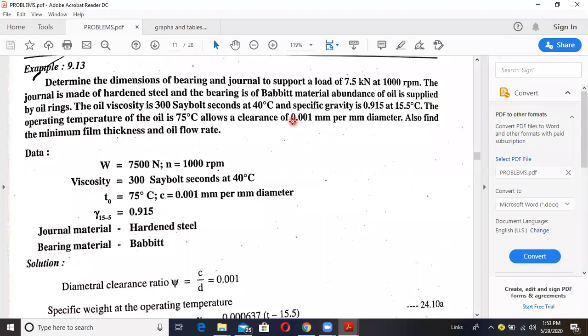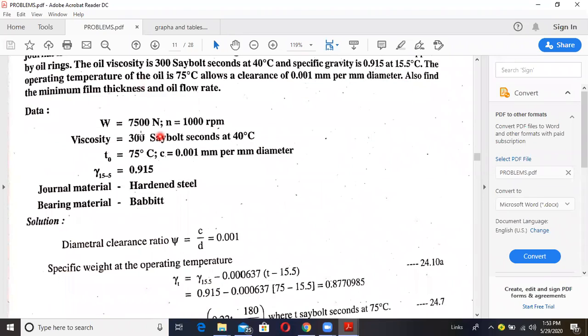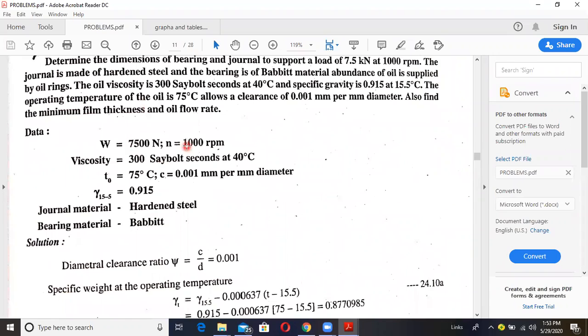Allow a clearance of 0.001 mm per mm diameter. So here clearance is given in mm only. Also find the minimum film thickness and oil flow rate. So here they have given first W, the load, speed they have given, and viscosity is equal to 300 Saybolt seconds at 40 degrees Celsius, and operating temperature is equal to 75 degrees Celsius.